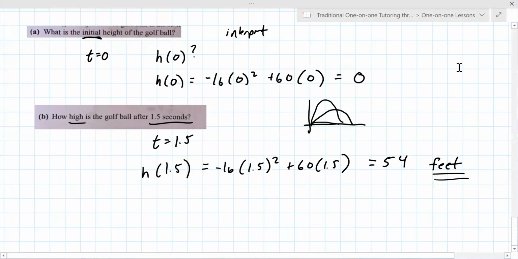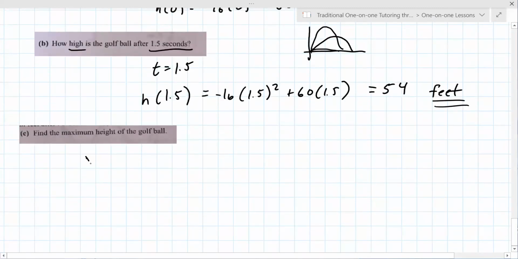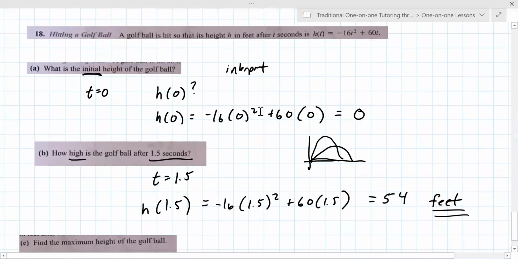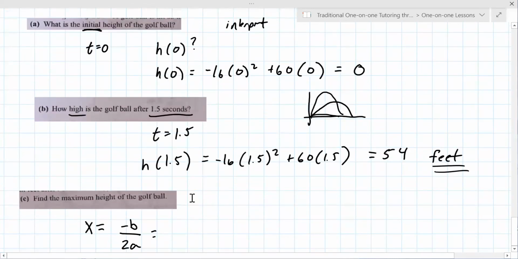Find the maximum height of the golf ball. All right. So the maximum height, I mentioned this in the previous problem. If you were to graph it, it's the vertex. So what is the x coordinate of the vertex? It would be 60. It's minus b over 2a. Now you just said 60. Did you already calculate it? Oh no, I thought that is the b, but I haven't calculated. So yeah, it is the b, but it's also got the 2a.